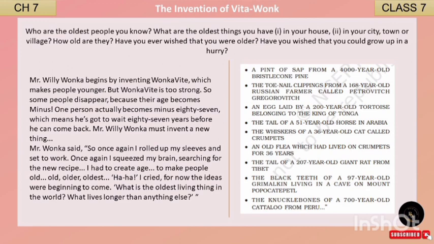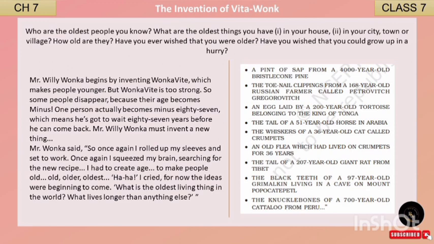So here Mr. Wonka is telling that once again I need to squeeze my brain. That means I need to use my brain. For what? He needs to use his brain to create age for people, to make people older, oldest, like this. Because previously he had invented something which makes people's age decrease, right? But now he needs to increase the age. That is, to make it normal.